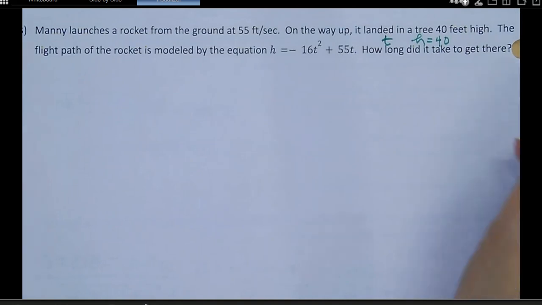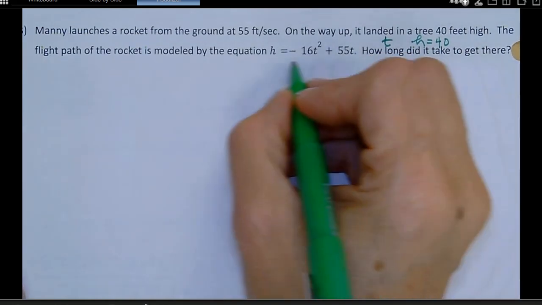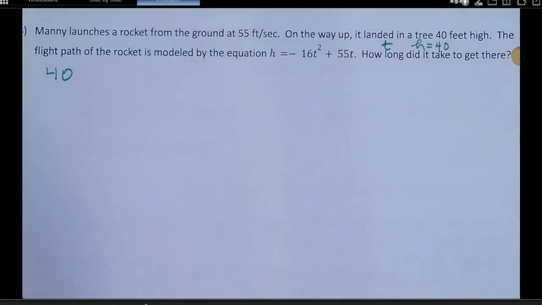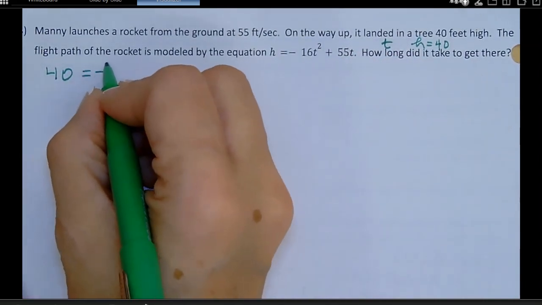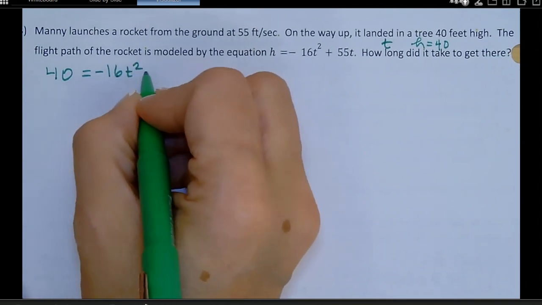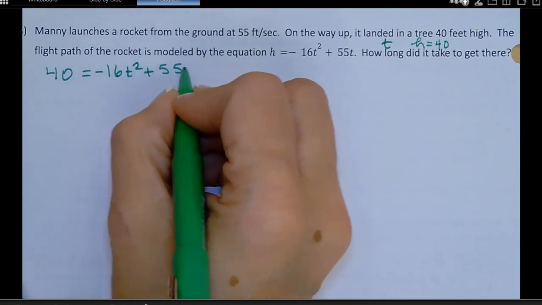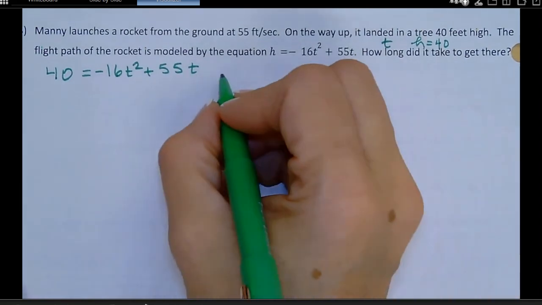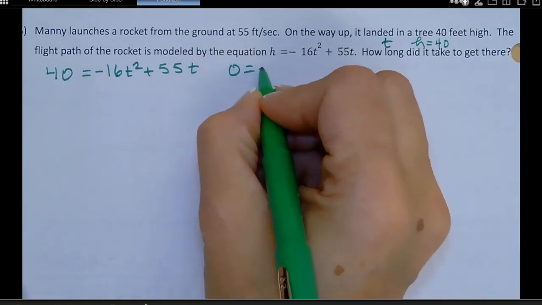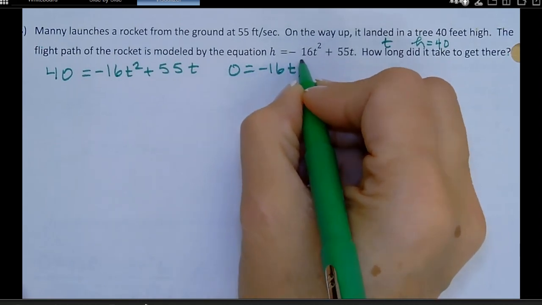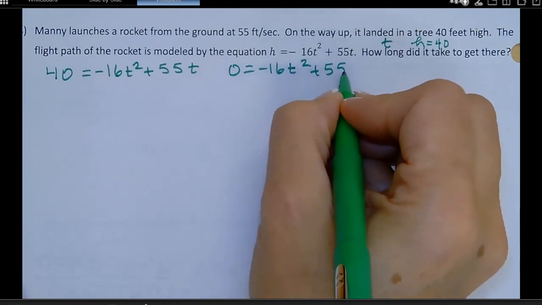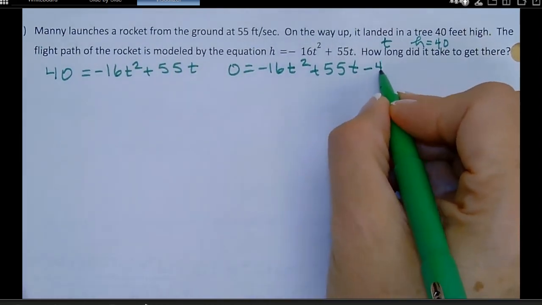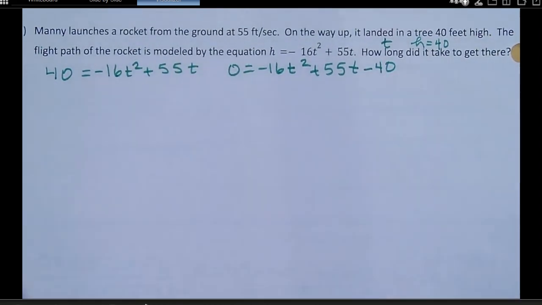So let's plug that in, right? They've given us an equation. We're going to use it. And I know height is 40. So I'm going to write over here so I have more room. 40, that's my height, equals negative 16t squared plus 55t. I want to solve for t, so I'm going to set it equal to 0. 0 equals negative 16t squared plus 55t minus 40. I'm subtracting 40 from each side. That's how I got it equal to 0.